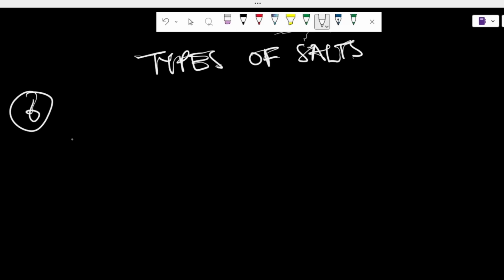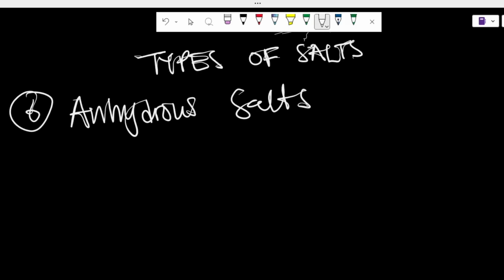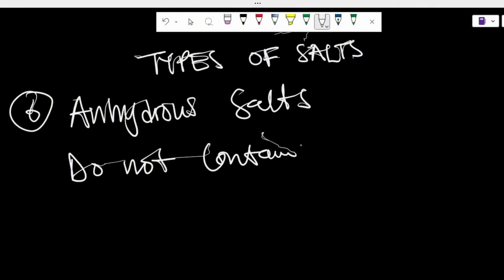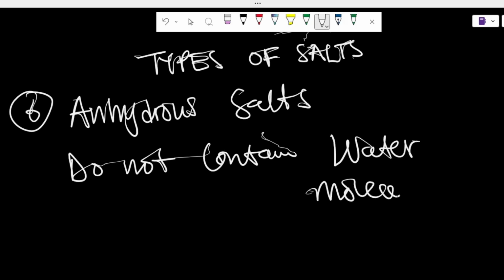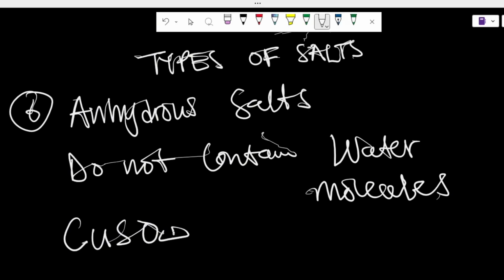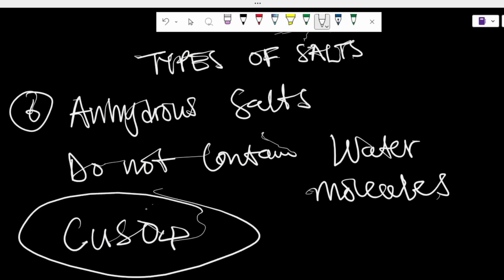Now the opposite of that is actually what we call anhydrous salts. Now anhydrous salts do not contain water molecules. So an example of this would be just the same hydrated salt. The opposite of that, when you remove all water molecules, you remain with copper sulfate. So this is anhydrous salt.